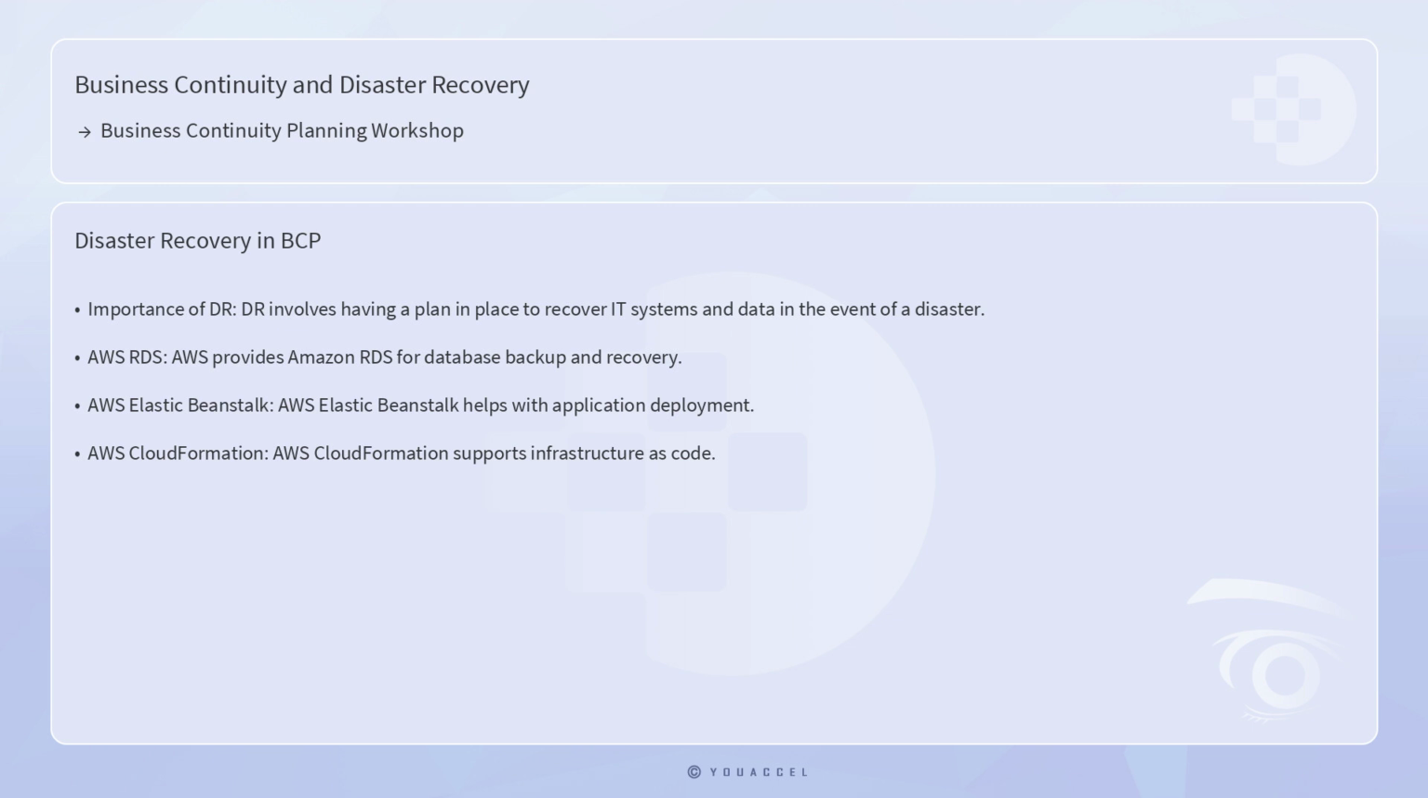Another important aspect of BCP is disaster recovery. DR involves having a plan in place to recover IT systems and data in the event of a disaster. AWS provides several services that can help with DR, including Amazon RDS for database backup and recovery, AWS Elastic Beanstalk for application deployment, and AWS CloudFormation for infrastructure as code. These services can help ensure that IT systems and data can be quickly recovered in the event of a disaster.